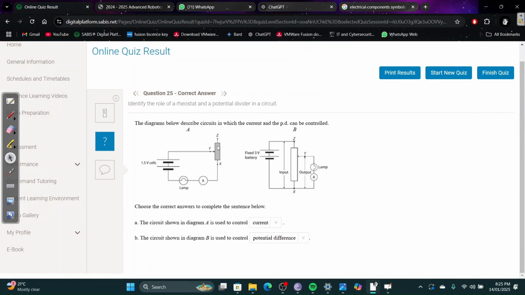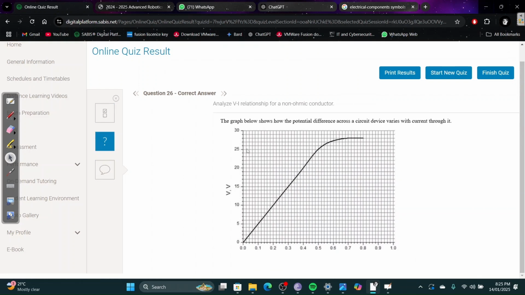Question 25. Whenever you see this bold thing, it is used to control the current, and the long thing that's not shaded is the potential difference. This is a potentiometer.